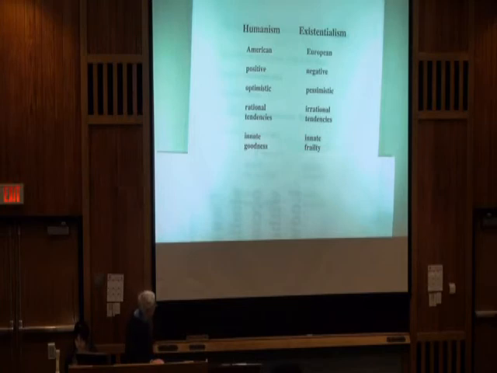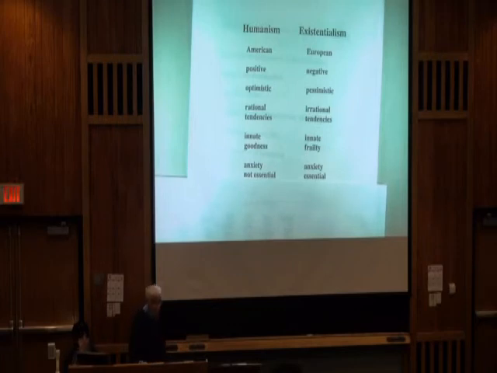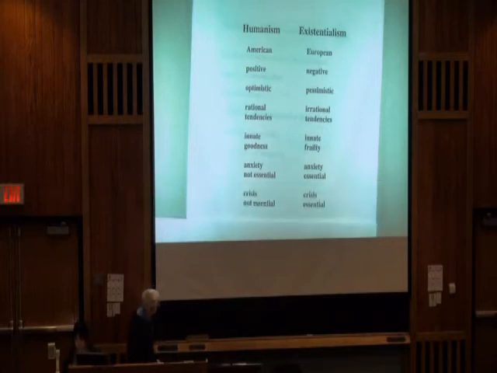Next row. Anxiety is not essential for the humanists. You're good because you're you. Mr. Rogers said, I like you because you're you. That's got nothing to do with anxiety. For the existentialists, you've got to have anxiety and a crisis to know the meaning of life. Next row. Crisis, non-essential. Okay.